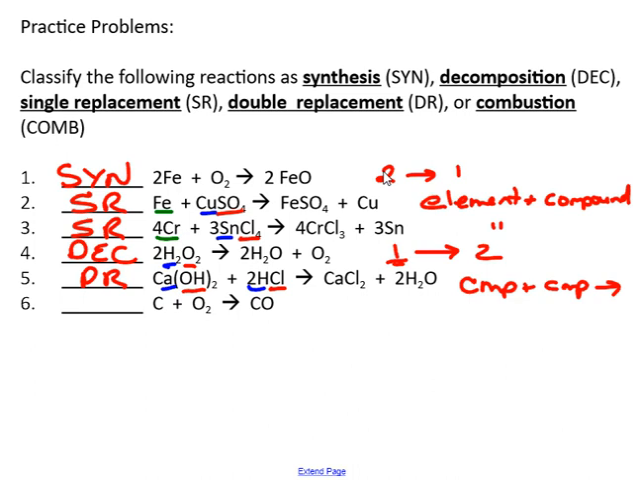In the final example, we have carbon. It's just an element. We have oxygen. It's just an element. This almost looks like combustion, but remember, combustion is carbon, hydrogen, and oxygen. And there's no hydrogens here. Combustion reactions also produce carbon dioxide and water. We're only producing carbon monoxide. This is a case of two elements makes a compound. Again, this example was a synthesis reaction.